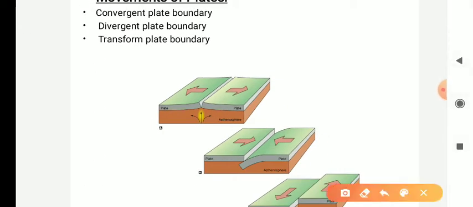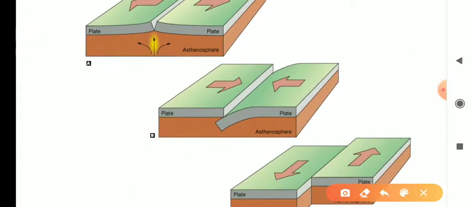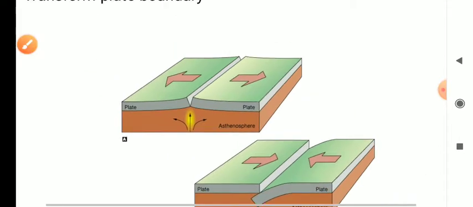In a convergent plate boundary, two plates come near each other and strike each other. In figure B you can see a convergent plate boundary. This plate is going down, and this plate is coming this side. So this is called convergence. These are converging.